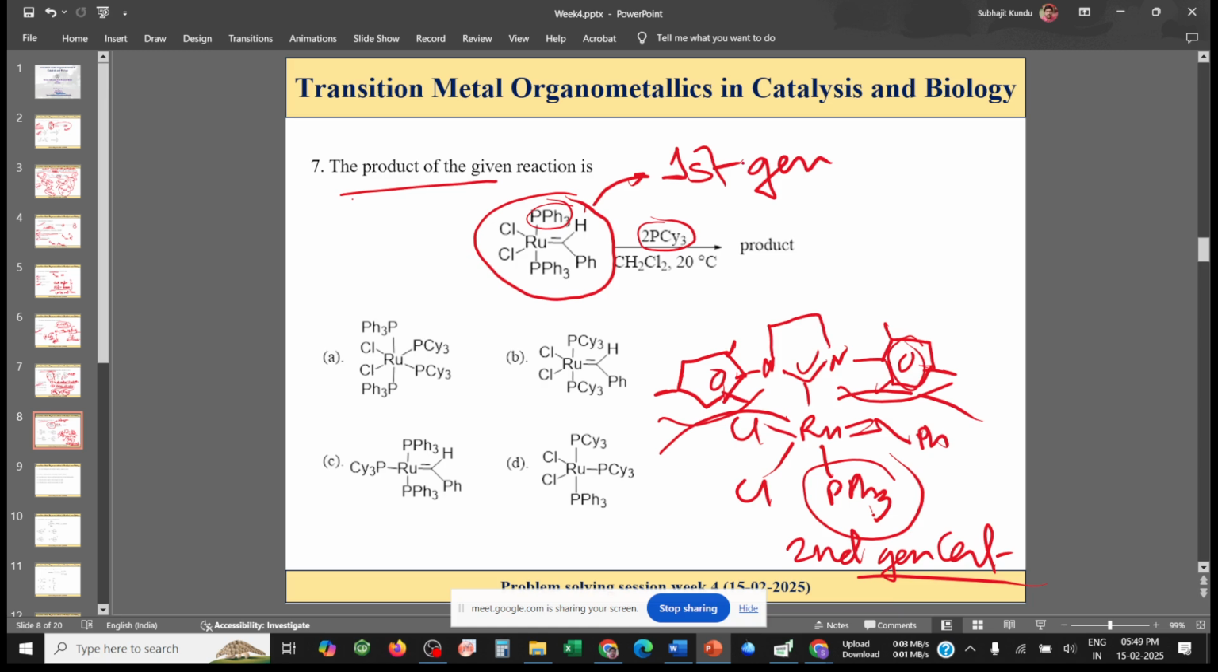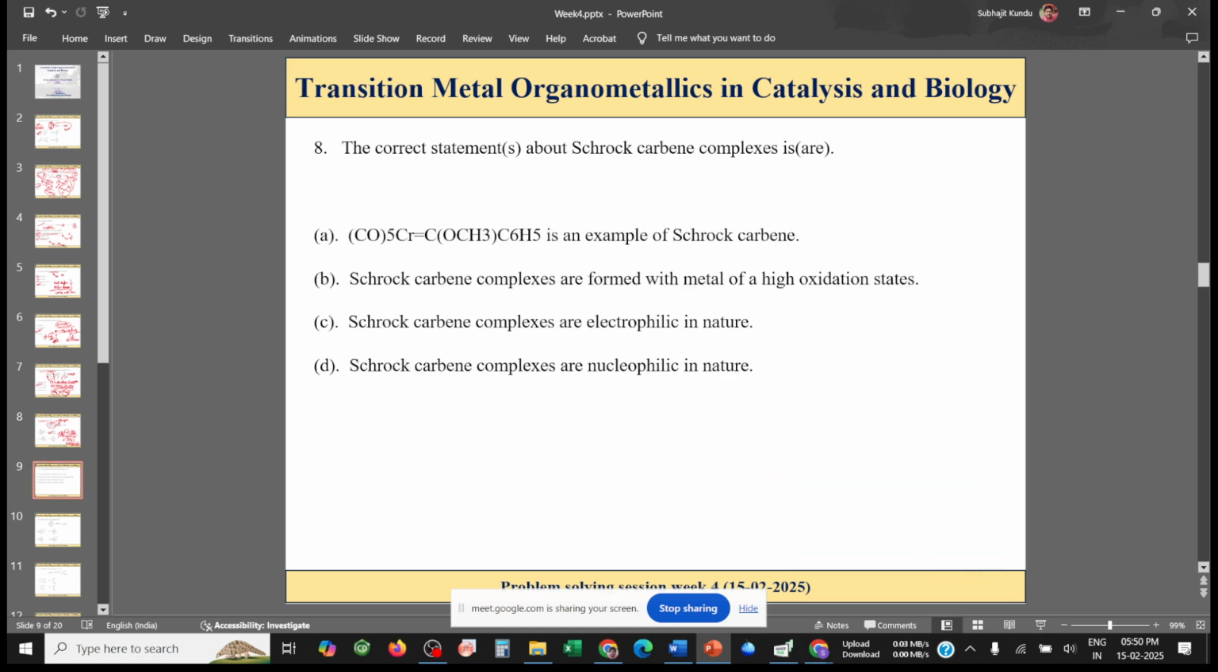So this is the Grubbs second generation catalyst. Only the PCl3 ligand will replace the remaining two PPh3 ligands. Here we are using two PCl3, so both triphenylphosphine ligands will be replaced and form the corresponding complexes. So option B will be the right answer for this question. Nothing will happen.